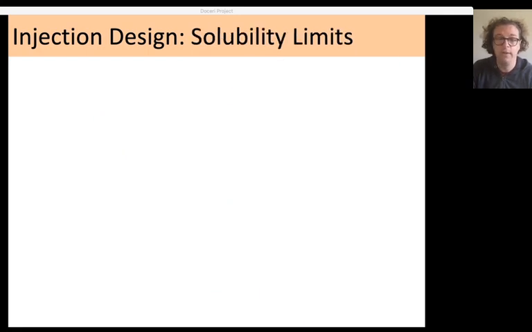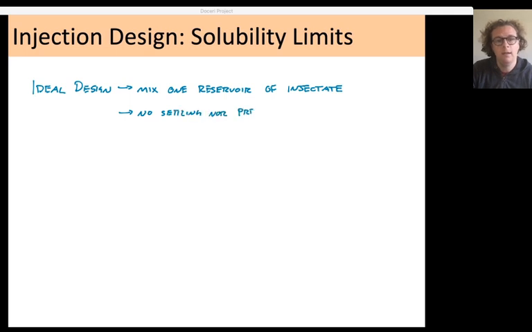Now, if the only thing we had to deal with was that, life wouldn't be too hard, but constant rate injections have several additional complexities. One of them is the solubility limit of your tracer. In the most optimal world, you will have one reservoir that will contain enough liquid and enough tracer mass that you can inject from it throughout the course of the injection. But this is not always the case.